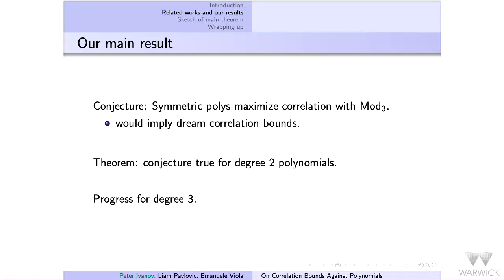So our main result is that, first, we conjecture that symmetric polynomials do maximize correlation with mod k. If you can show this is true, then this would answer the open question from before and tell us much more, just because you can compute exact correlation bounds for symmetric polynomials and the mod k function. We proved that this is true for degree 2 polynomials, and we have some partial results for degree 3.